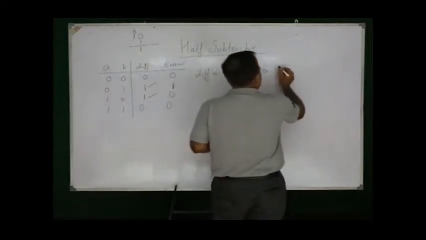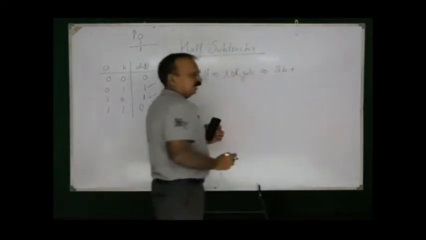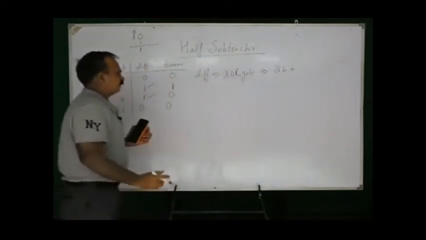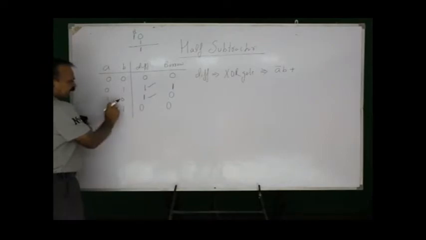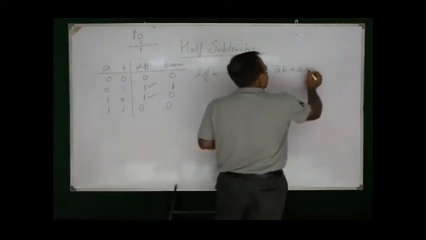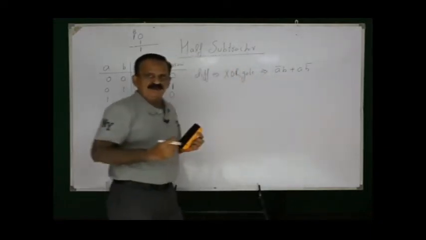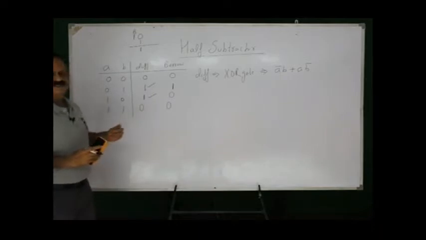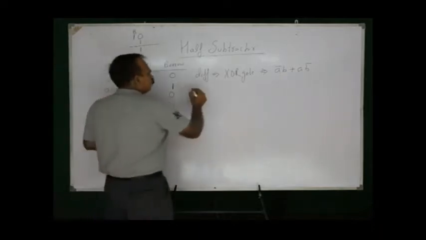The first entry will be A bar B plus, I said sum of product, so I will be adding these product entries. Plus the second one is A and this is B bar. It is A B bar. So, A bar B plus A B bar, this is the sum of product expression for this difference. Now, we come to borrow.